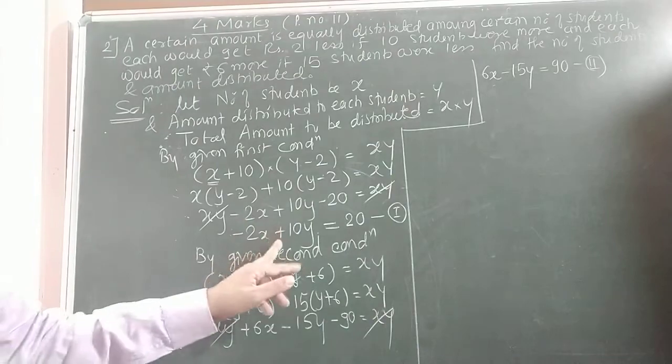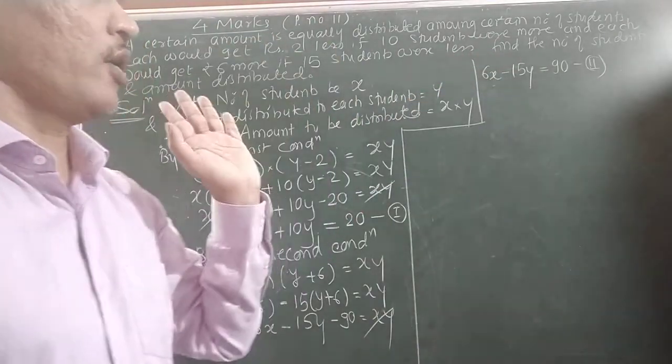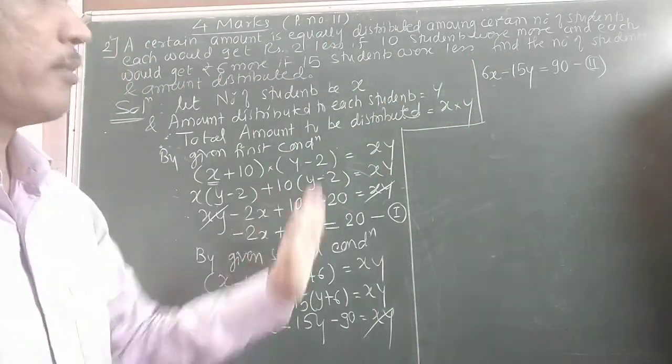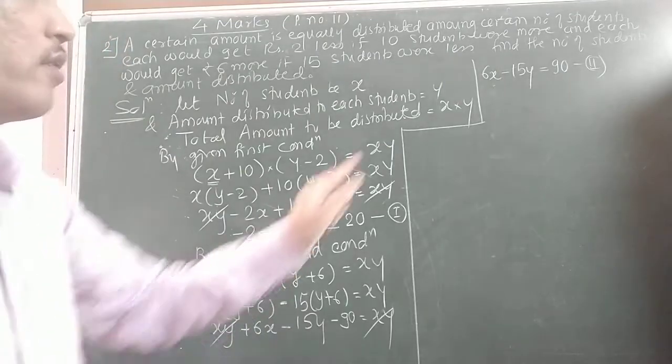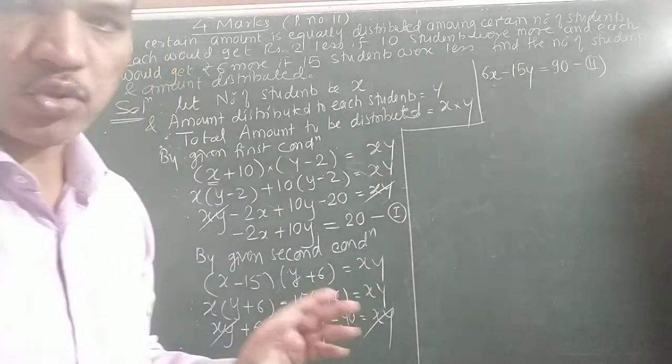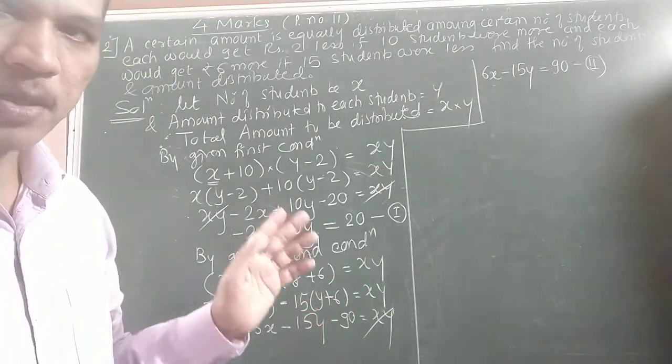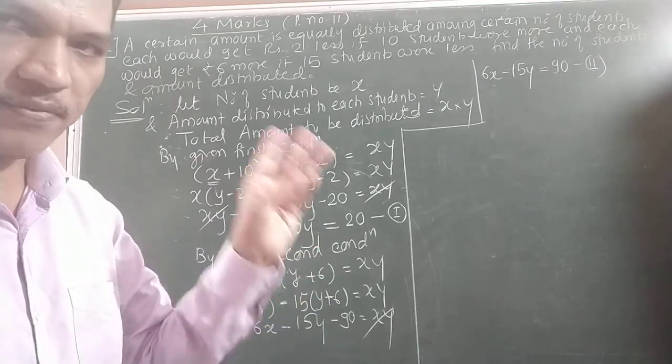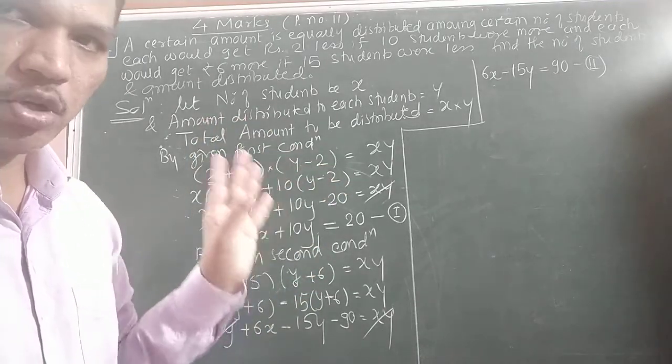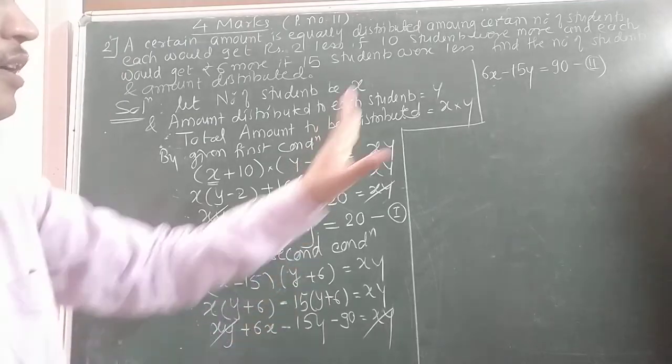Now I have the first equation and the second equation. I have two equations, and now I have to solve them. To solve these two equations we know how, it is from chapter number 1. One is the graphical method, one is making the coefficient same, or Cramer's rule.